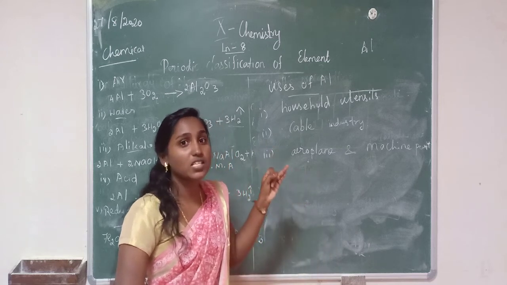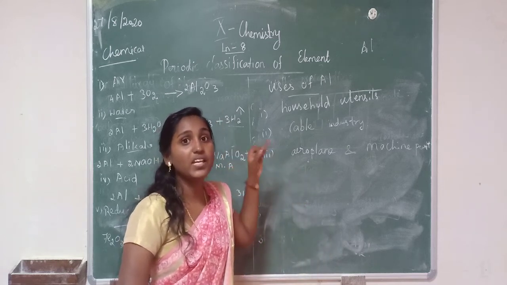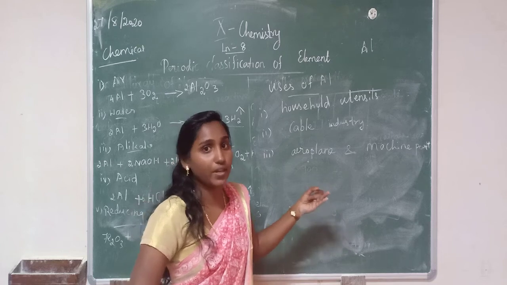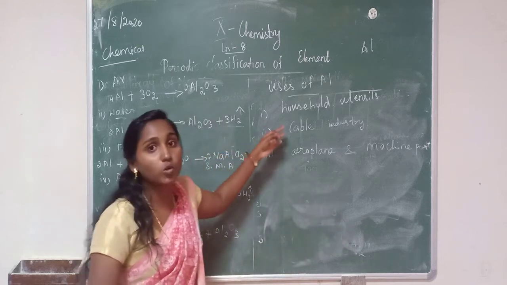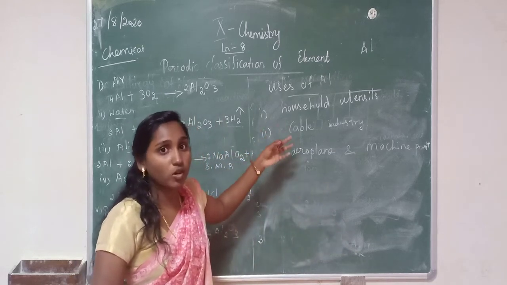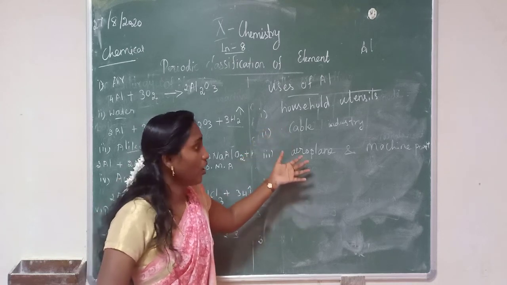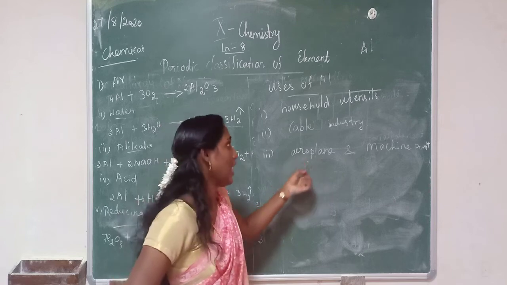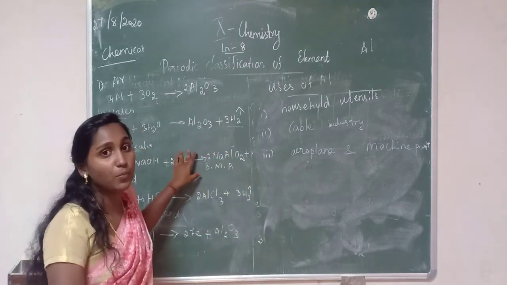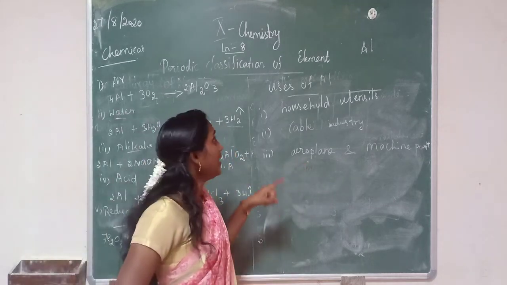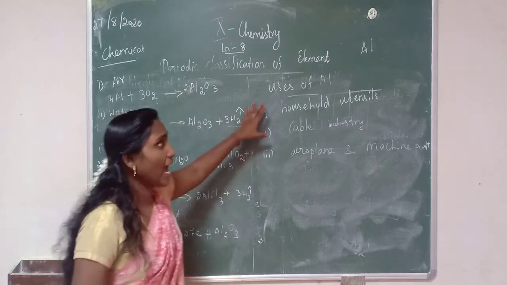In Hall's process, we convert the aluminium hydroxide into alumina. Then in Bayer's process, in the electrolytic cell, aluminium oxide is converted into pure aluminium. Then we studied the physical properties, 6 properties, then chemical properties and uses.